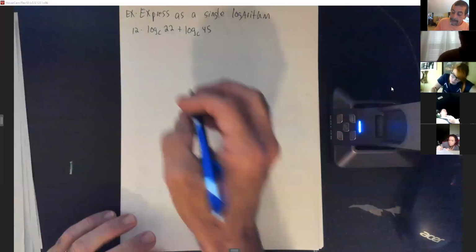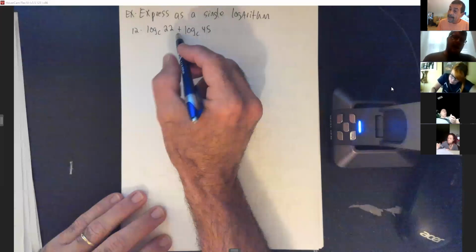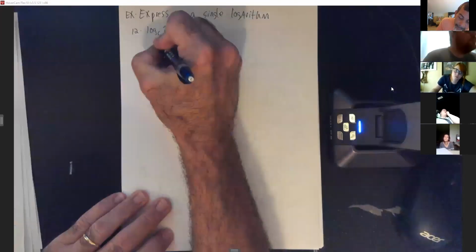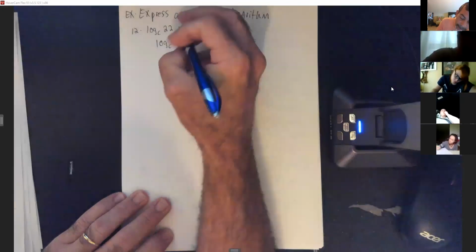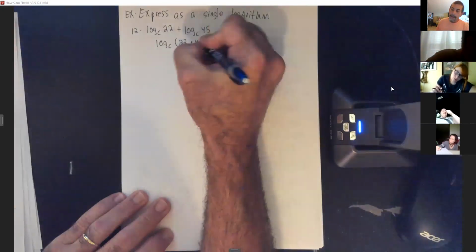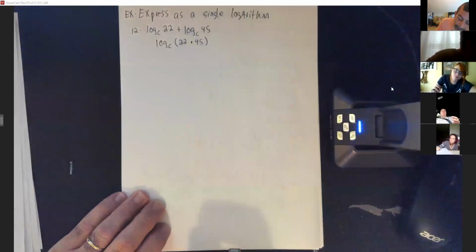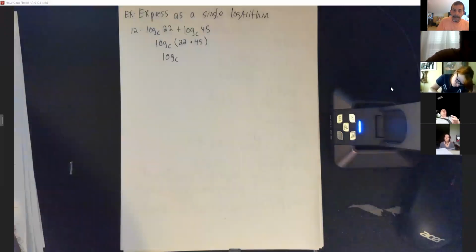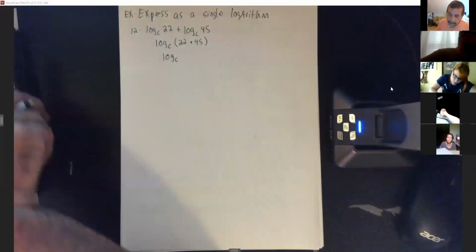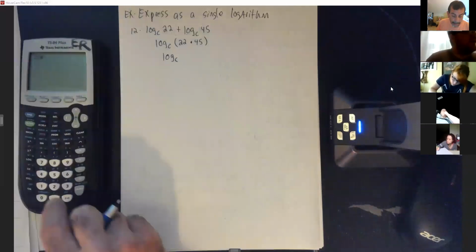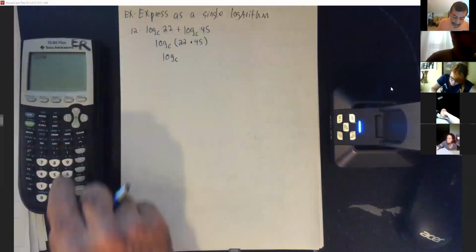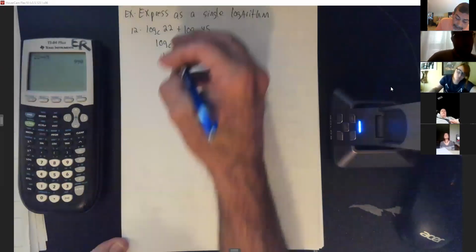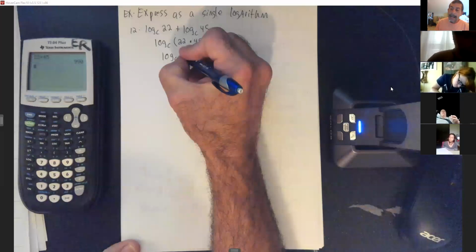Alrighty, so since they're being added, we're going to rewrite them as a product. So this will be log C of 22 times 45. And then it'll have us go one step further and actually multiply that and see what we get. So let me see, what's 22 times 45? That gives me a log base C of 990.